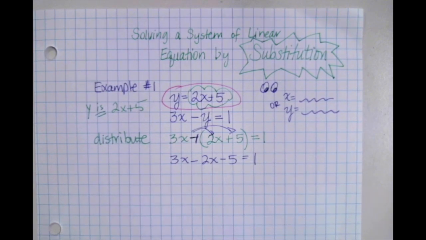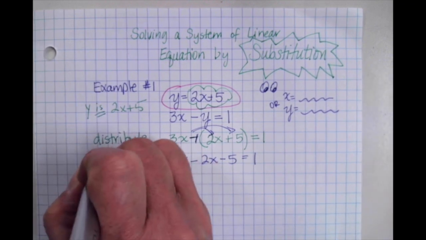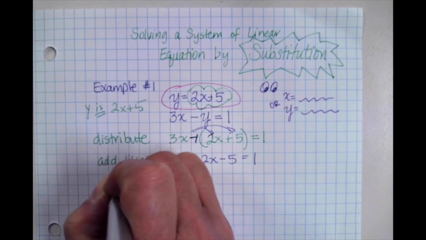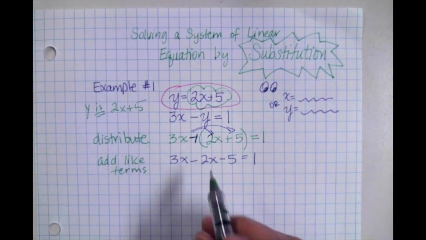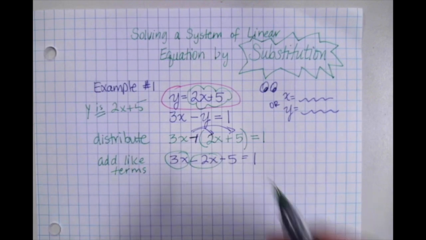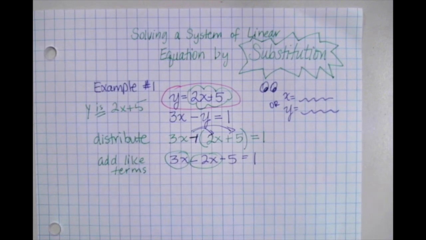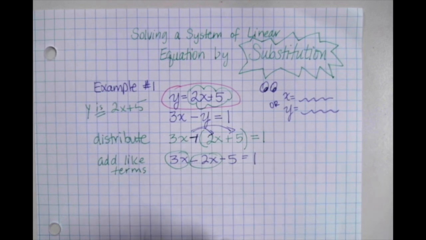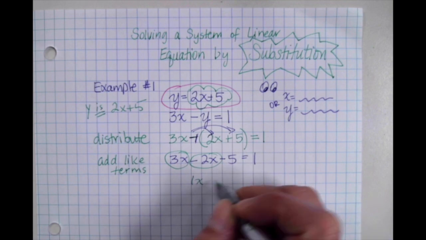To solve this, the next step is to add like terms. Like terms means it has to be the same letter or the same variable, and they both have x's, so let's put them together. 3 minus 2. Don't forget this minus goes with that. So 3 minus 2 happens to be 1x.